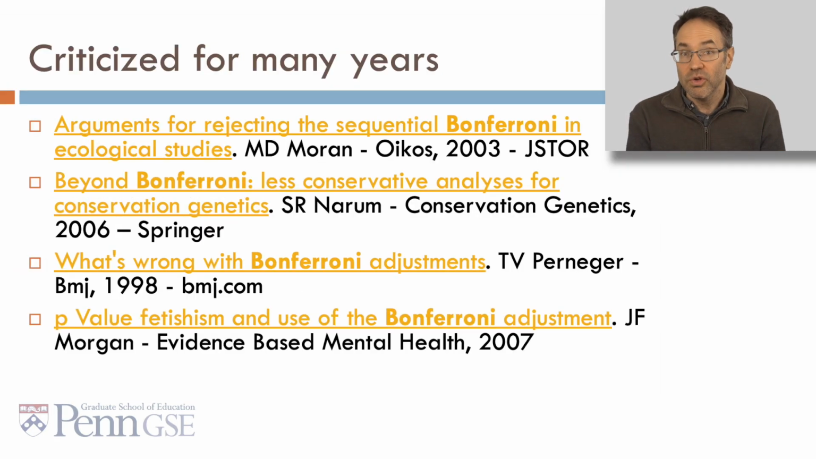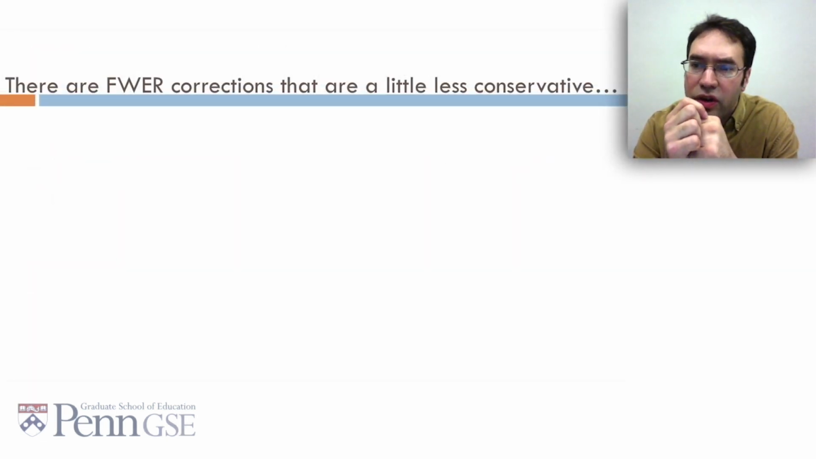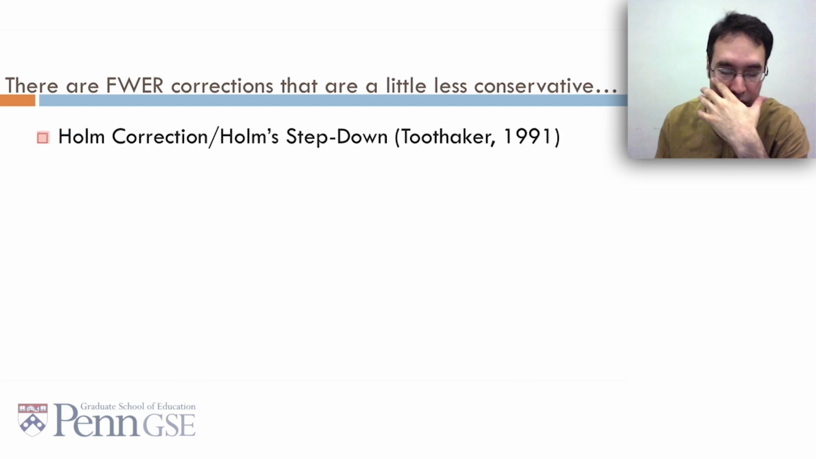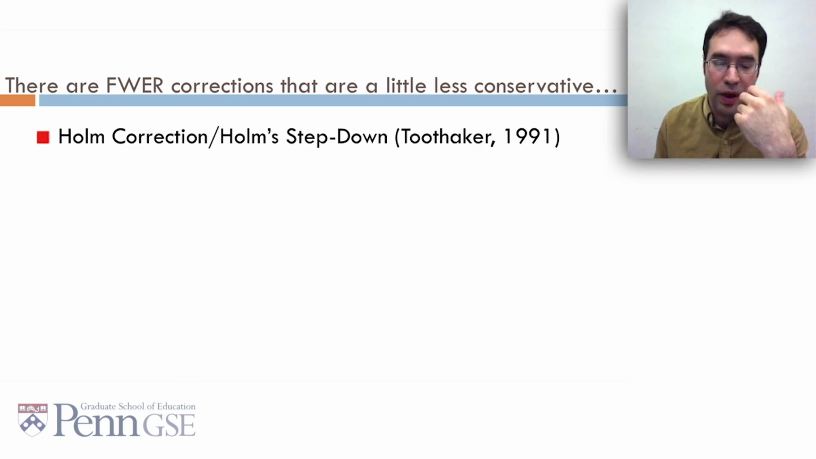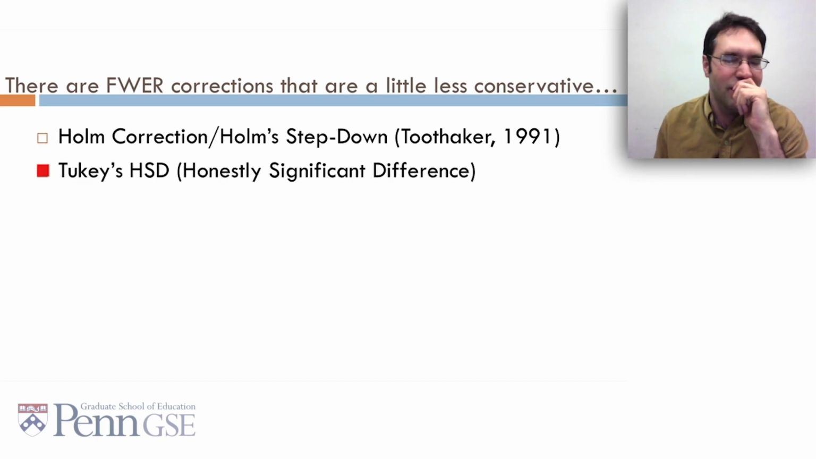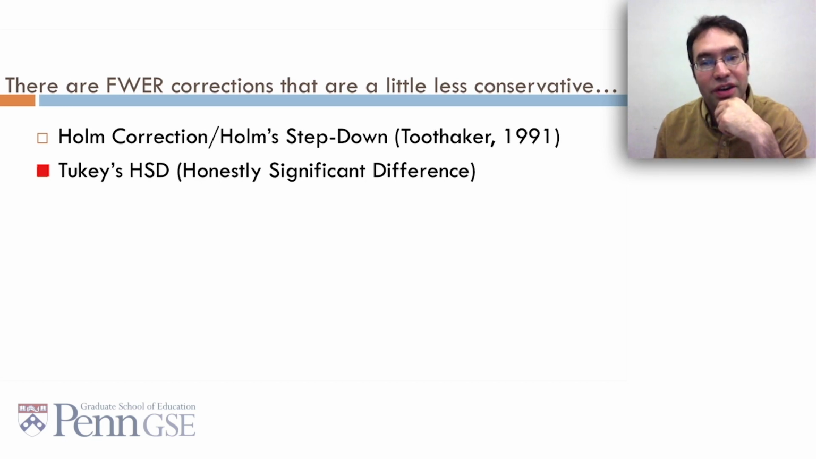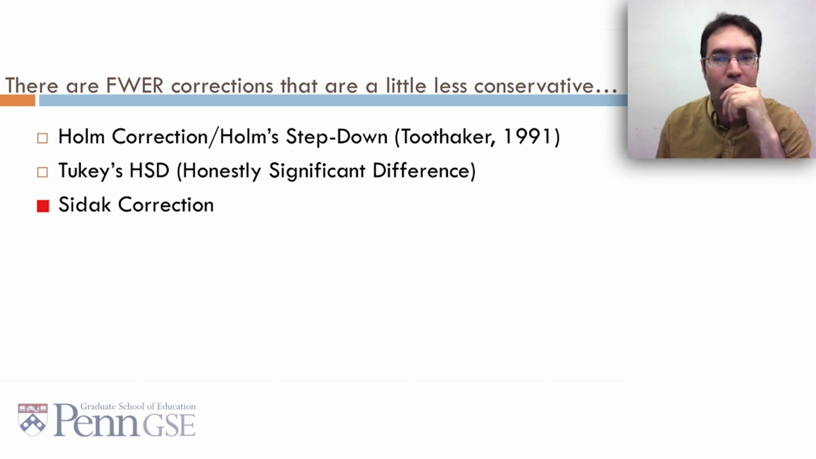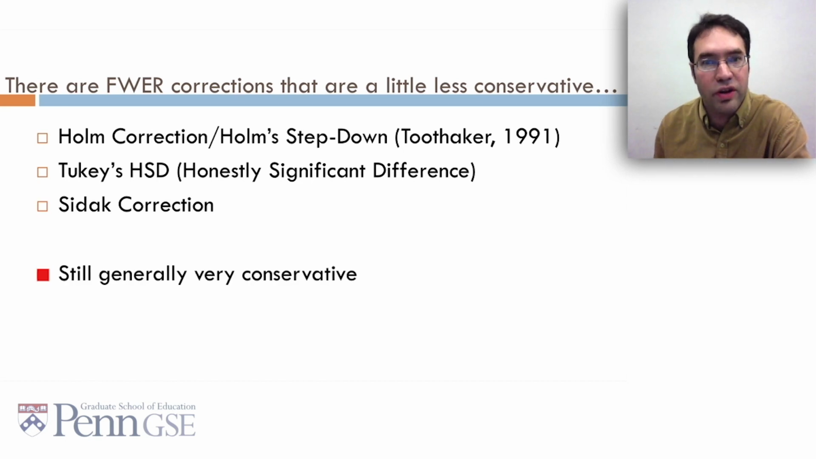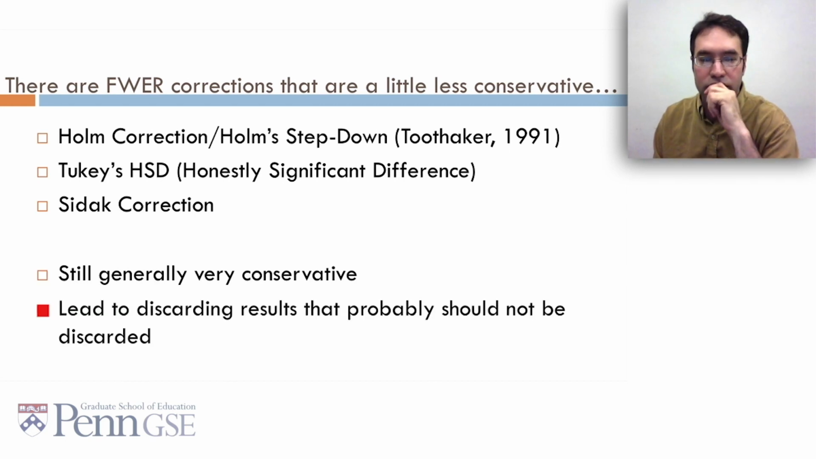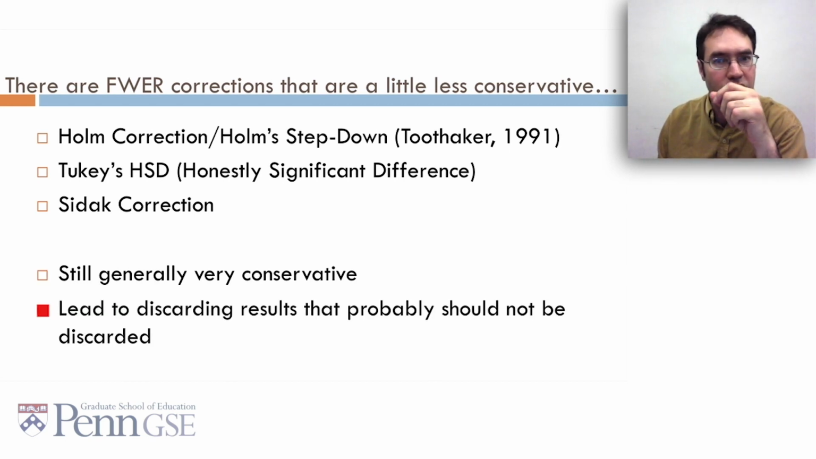So, despite its continuing popularity, Bonferroni has been criticized for many years. It's just, I think, an out-of-date correction. There are FWER corrections that are a little less conservative than Bonferroni. People have been worrying about this problem for a while, including Holm's correction or Holm's step down. Sounds pretty awesome, right? Like a dance. Tukey's honestly significant difference. That's a name. How can you argue with an honestly significant difference? The Sidak correction, I like that one relatively. But these are all still generally very conservative because they still all try to make sure that none of your tests are going to be not statistically significant. They want to make sure everything's okay. And this leads to discarding results that probably shouldn't be discarded.